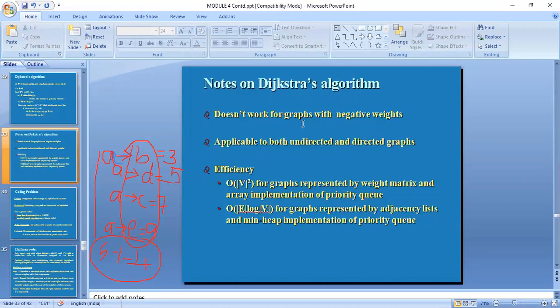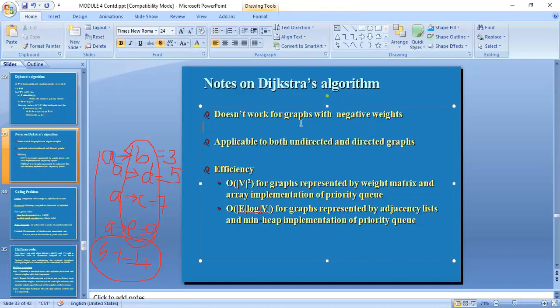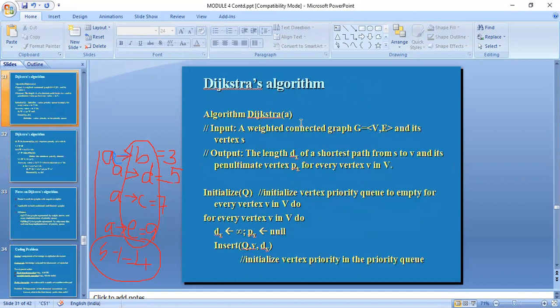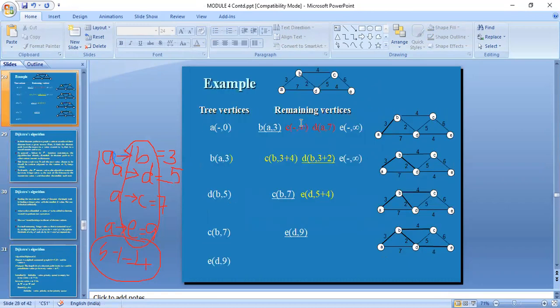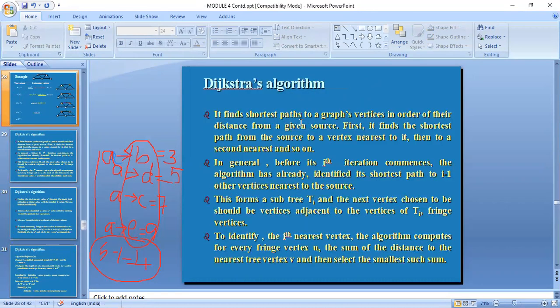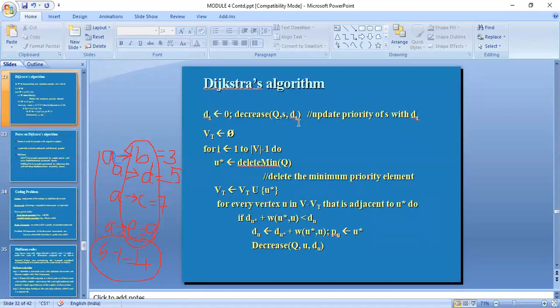So Dijkstra's algorithm is nothing but finding the single source shortest path. Okay, so this is how the problem is. This is how the algorithm works.